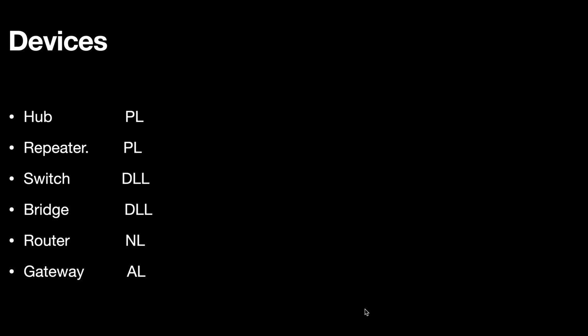And the next one, switch, operates at the data link layer, and the next one, bridge, also operates at the data link layer. A bridge operates at the data link layer. A bridge is a repeater with the ability to filter content by reading the MAC addresses of source and destination. Bridge is also a repeater with the ability to filter content by reading the MAC addresses of source and destination. They can read the MAC addresses of the source and destination.